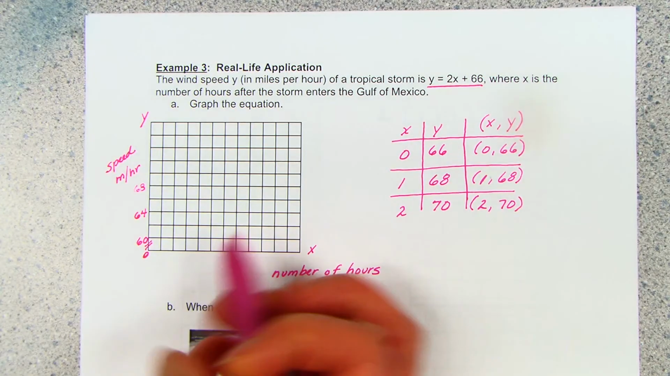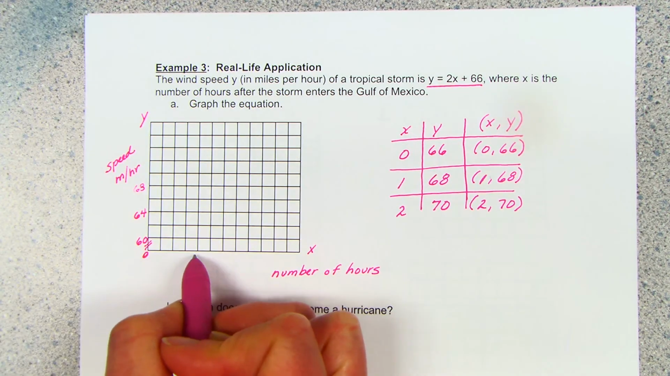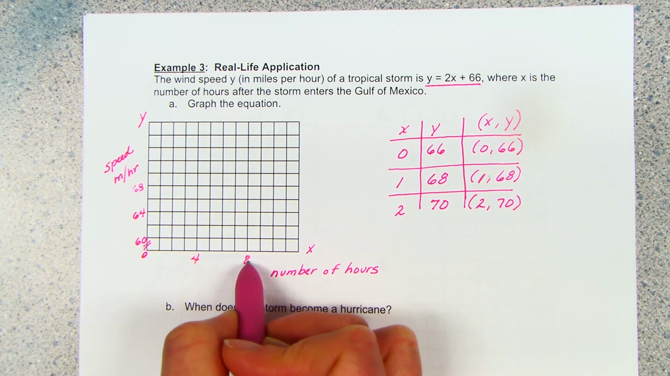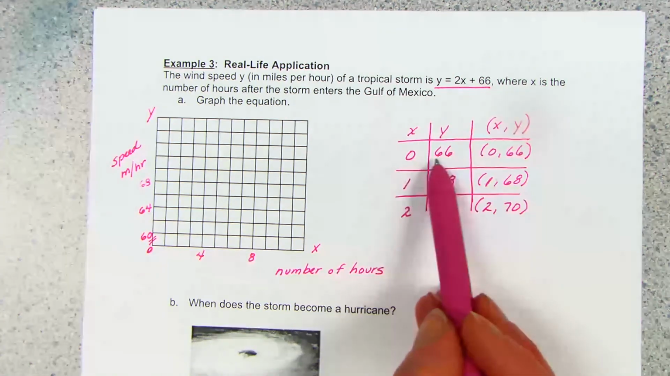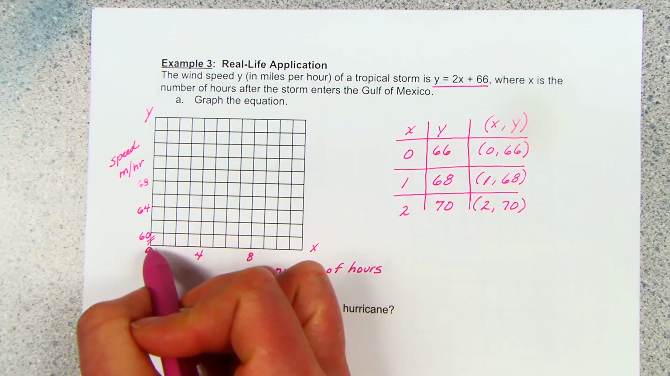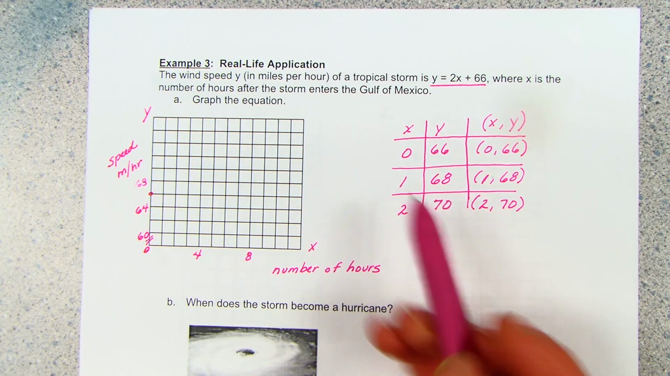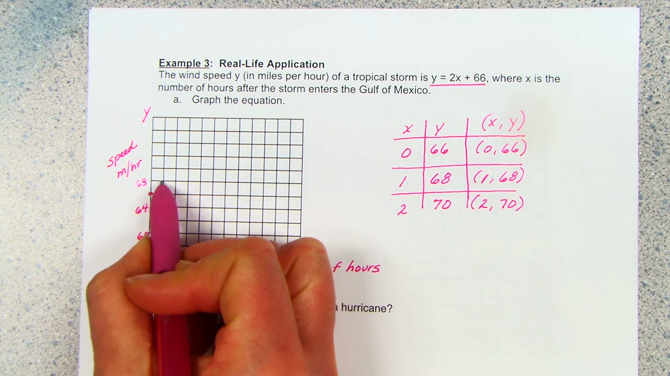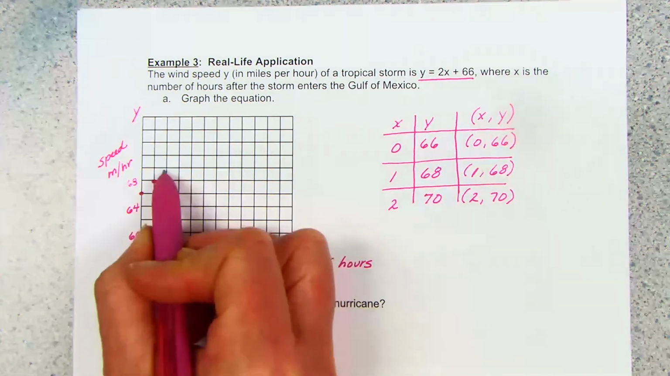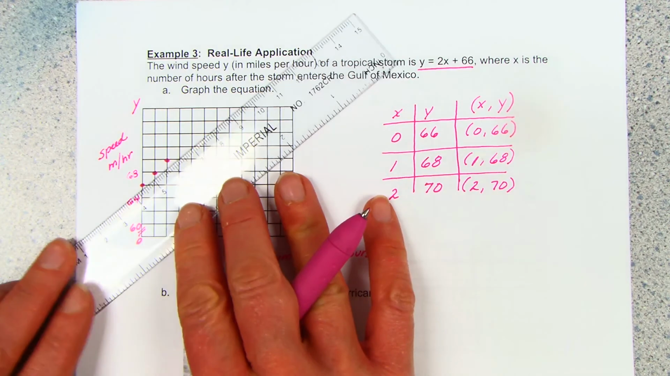All right. And then our hours are counting by ones. 1, 2, 3, 4. Okay. 5, 6, 7, 8. So after 0 hours, the wind speed is 66 miles per hour, which is right there. And after 1 hour, it is at 68. And after 2 hours, it's at 70. Then use your ruler.